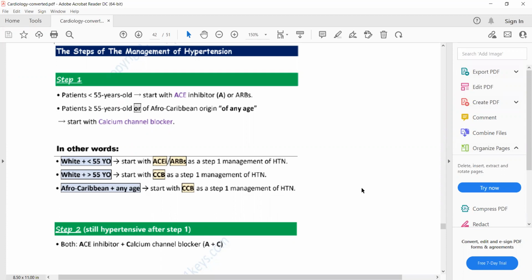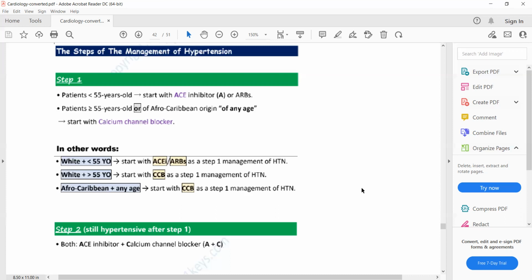So that's why diabetic of any age, the first line drug will be ACE inhibitors for the management of hypertension. And Afro-Caribbean of any age, the first line drug will be calcium channel blockers. While on the other hand, in all other patients, if the age is less than 55, we will start with ACE inhibitor. If more than 55, we will start with calcium channel blocker. So this was the first step medication.